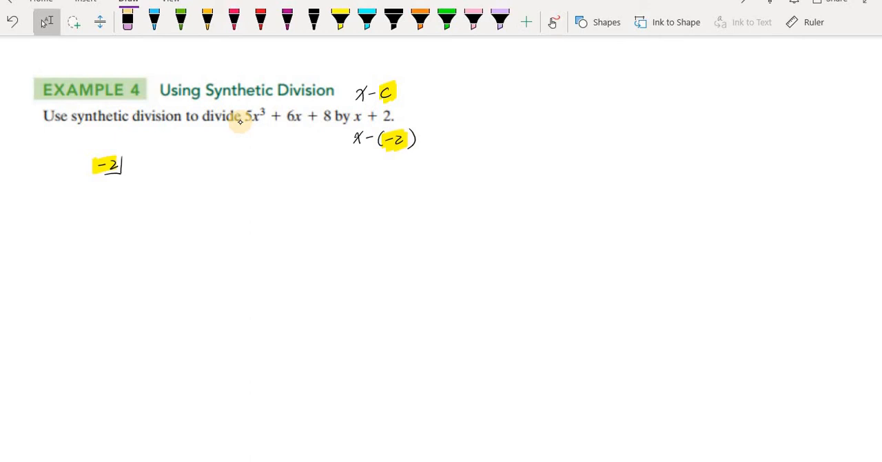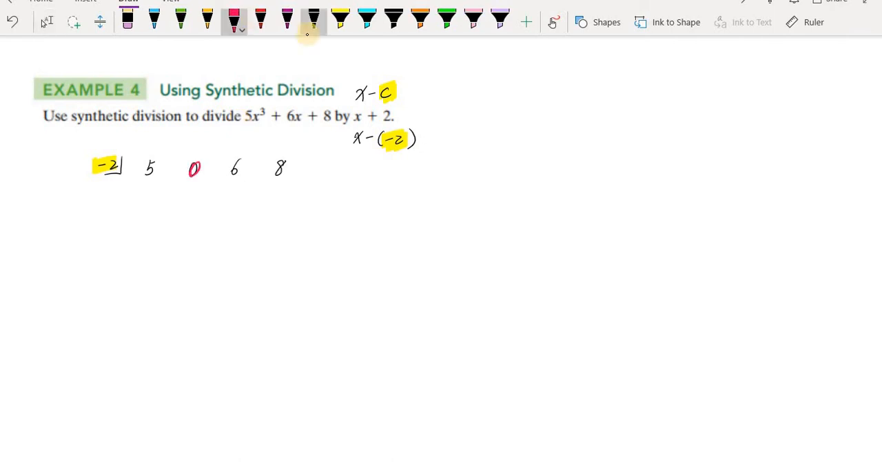And then now I'm just going to write down the coefficients for each term. I'm going to have 5x cubed, my coefficient is 5. Then I look at where's my x squared. There's no x squared here. I have to fill in the 0 for the missing term. And then we're going to have 6. And then we have 8.